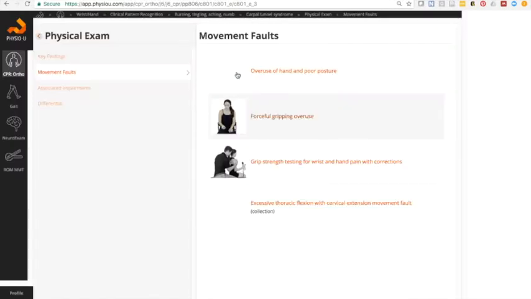When you look at the movement faults, oftentimes you're going to see overuse of the hand and poor postures. These are combined. Forceful gripping overuse tends to be a very common factor in these types of patients. It is relevant to look at grip strength testing, and then also relevant to look at upper quarter posture.